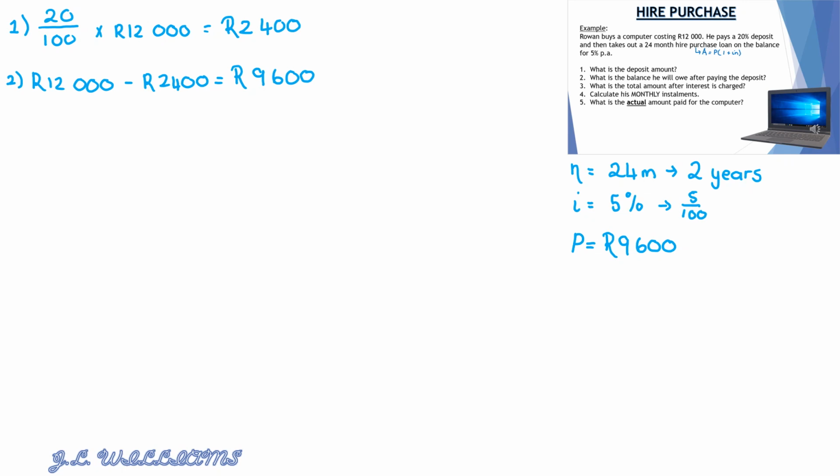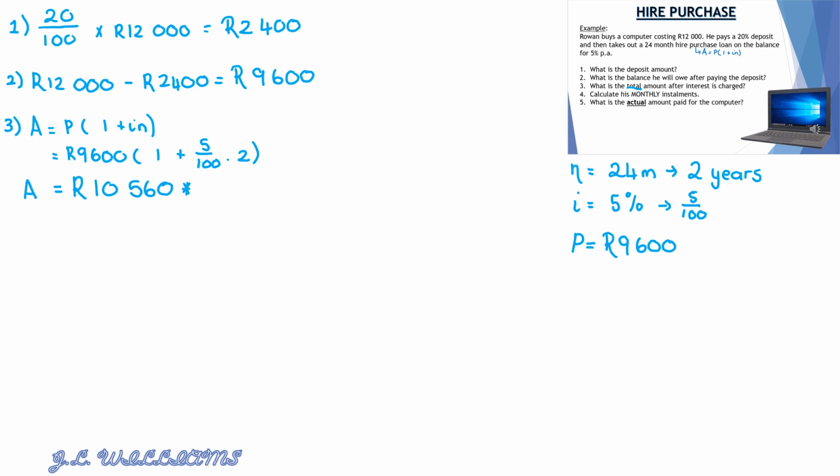That leads us into the next question. What is the total amount after the interest is charged? So remember, hire purchase loans operate on simple interest, and so we go with that formula. After typing this in your calculator, you should get an amount of 10,560 Rand. So after all the interest is charged, Rowan is expected to pay back 10,560 Rand over 24 months.